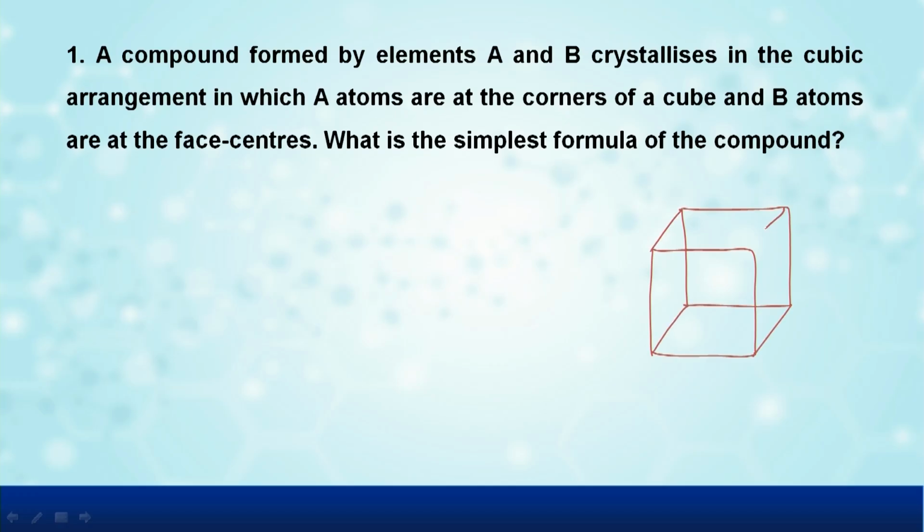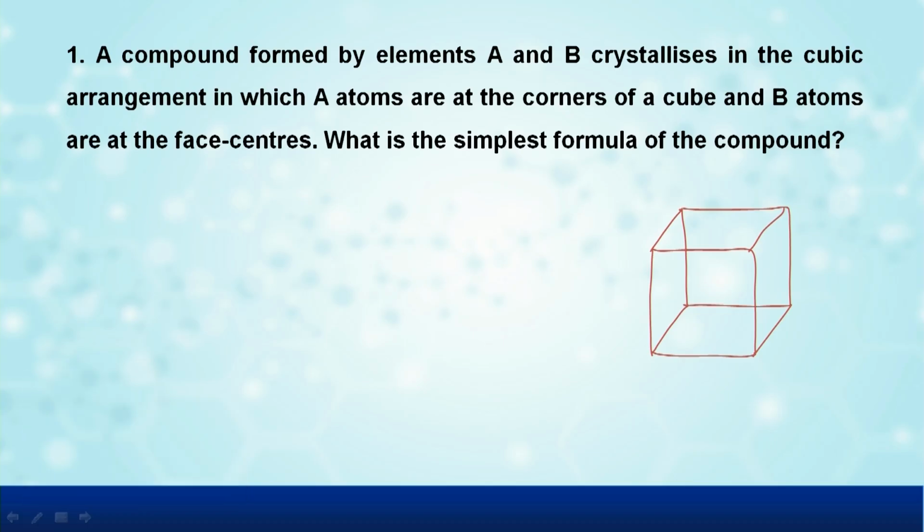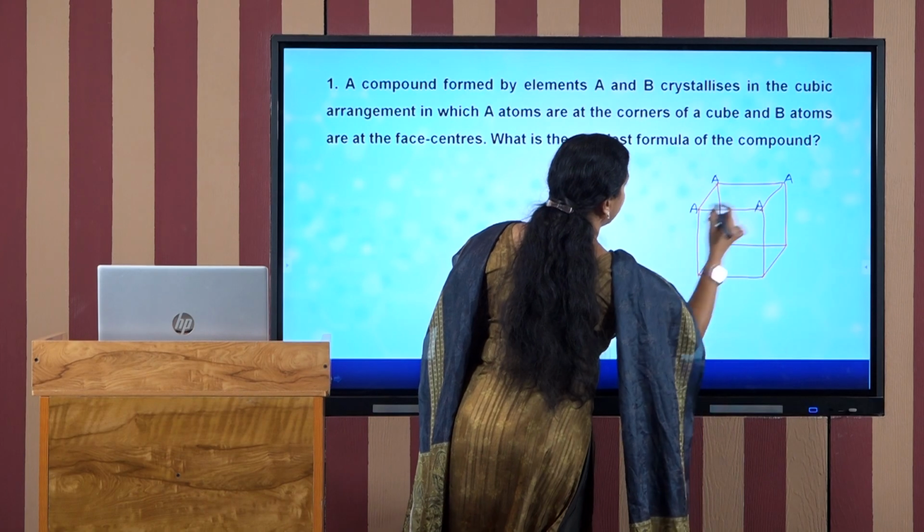We have a cubic unit cell, and in the question it is given that the A atoms are at the corners of the cube. Okay. So, we have 8 corners. So, on the 8 corners we can represent atom A.